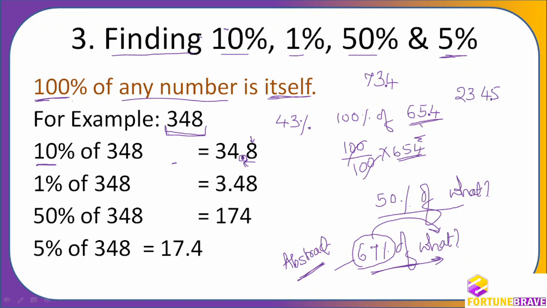Next, what we are going to do is 1%. 1% will be two decimal places, my dear friend. So in this case, instead of 34.8, it will be 3.48. Two decimal places, and then I'll put a dot here. In this case, 7.34. In this case, 23.45. Did you get me? 1% of 2345 is 23.45. Simple, right? Very, very simple.